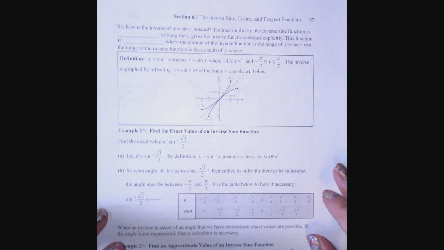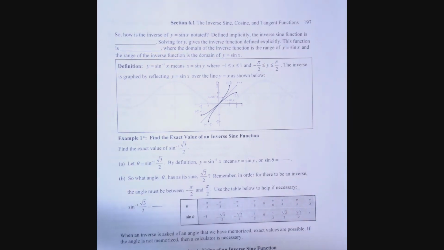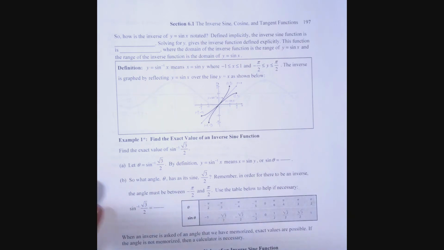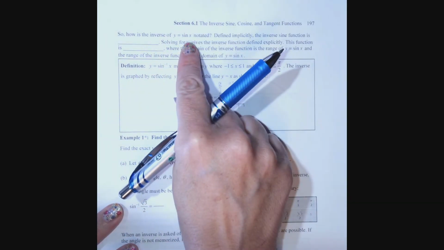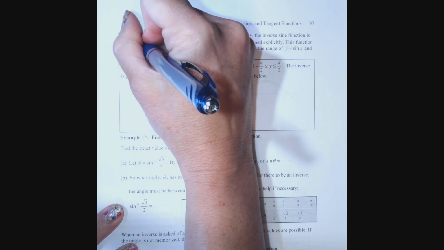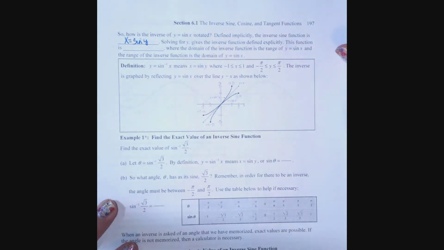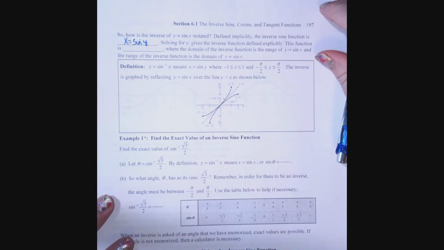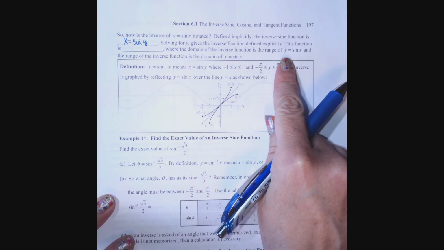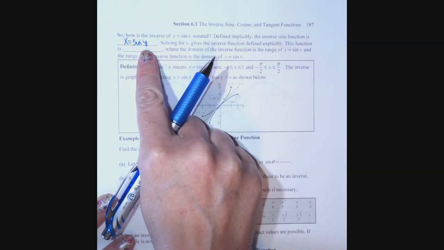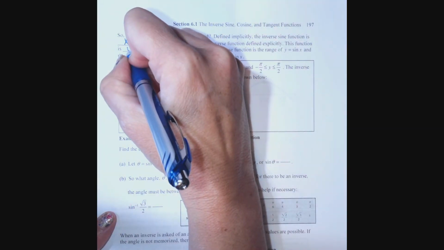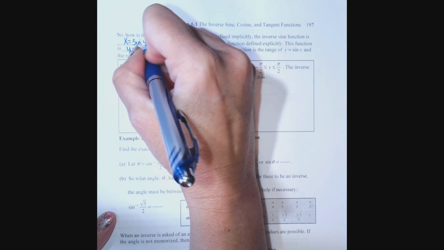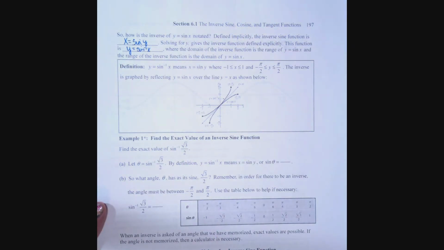So how is the inverse of y equals sine x notated? Defined implicitly, the inverse sine function of y equals sine x is x equals sine y. That's when I do the switch. If I want to define it explicitly, I solve, and what I end up with is y equals sine inverse of x. Sine inverse is a button on your calculator, and we're going to use that.